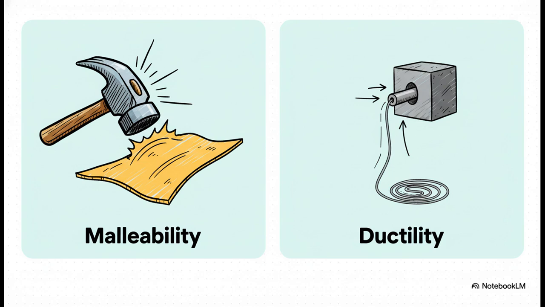And here's the key. They are not the same thing. Lead, for example, is incredibly malleable. You can flatten it out all day. But try to pull it into a wire, it'll just snap.